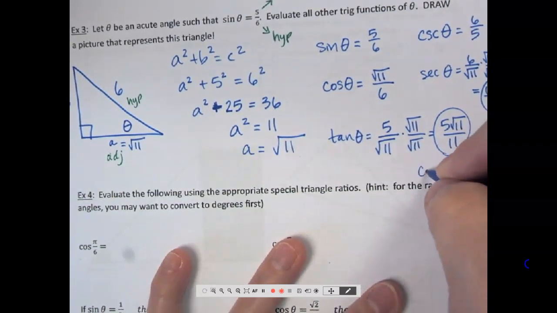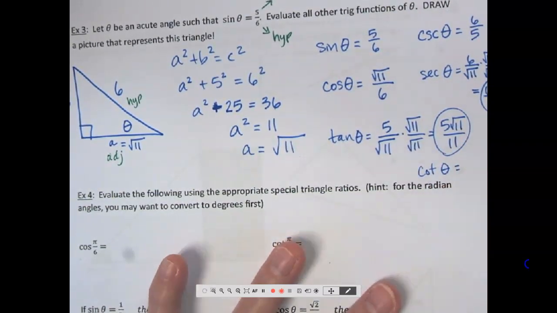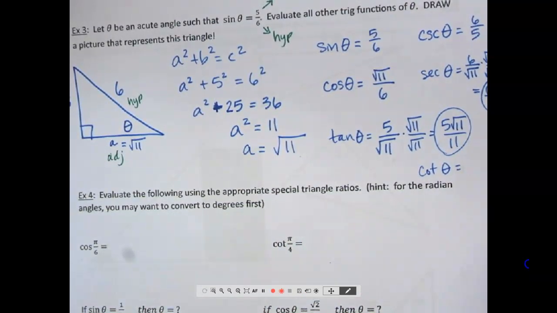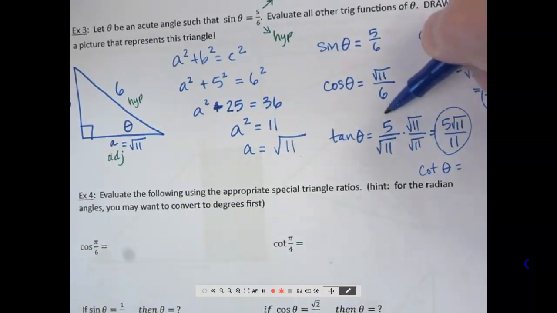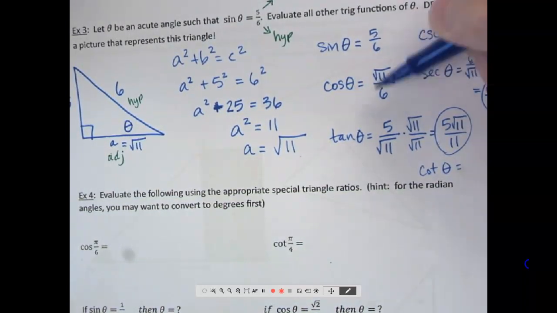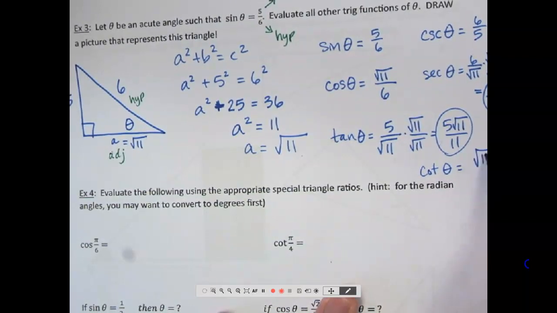Okay, I'm going to have to squeeze cotangent down here. All right, so cotangent is the reciprocal of tangent. Don't flip this fraction, because then you have to rationalize again. Go back to the first fraction. If I take the reciprocal of that, then I'm done. Square root of 11 over 5.